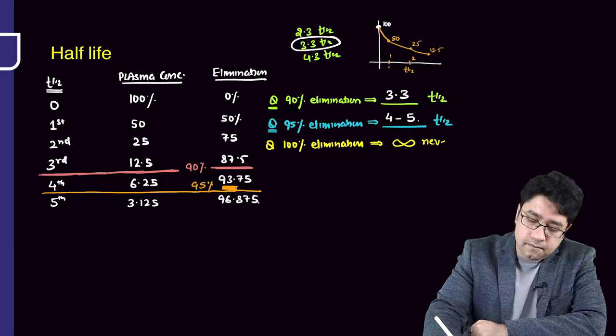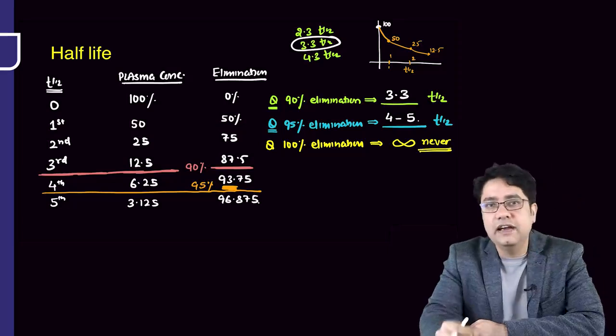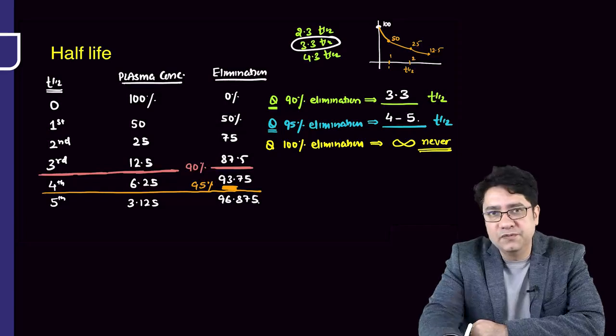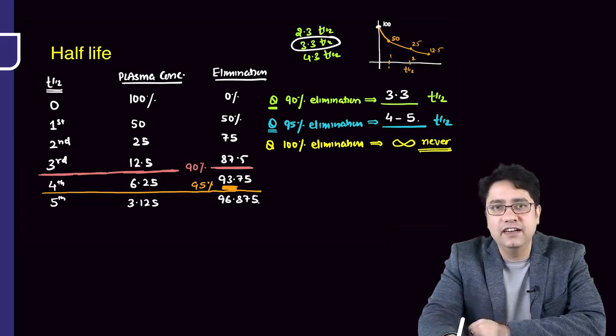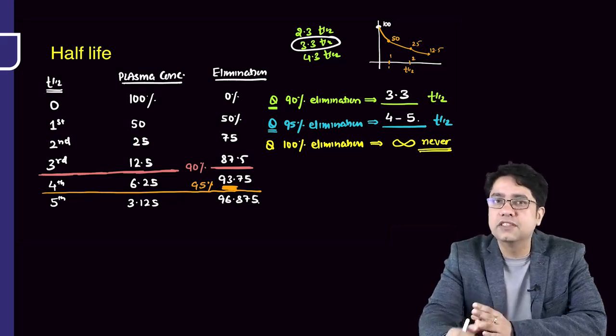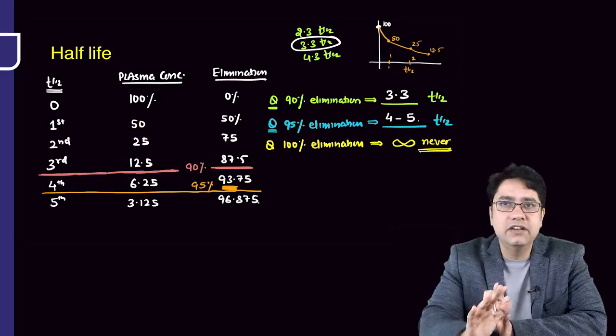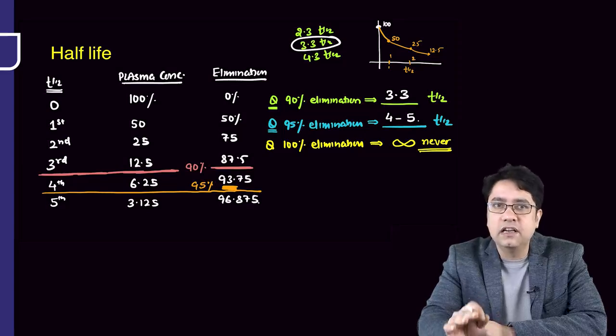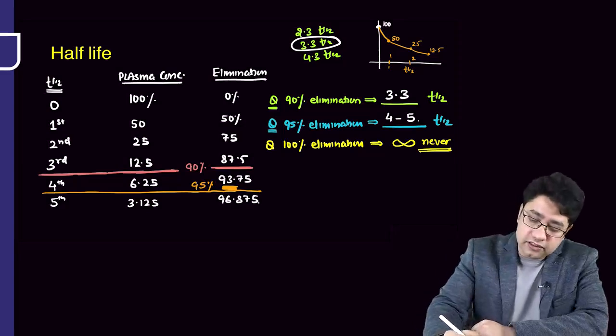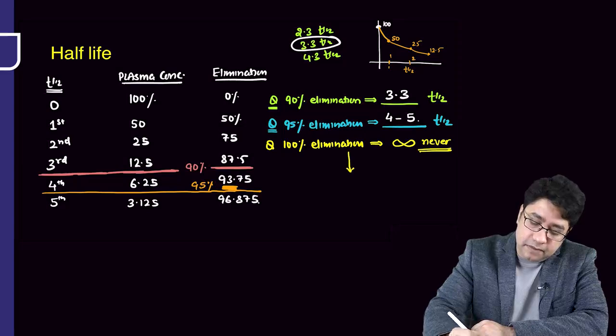Never. Why? Because everything has a half value. So you cannot calculate 100% elimination. It is not defined. This is infinity. Now, when anything becomes infinite, that means we cannot define it. Hence, in pharmacokinetics, we have to make an assumption, because it is not defined.